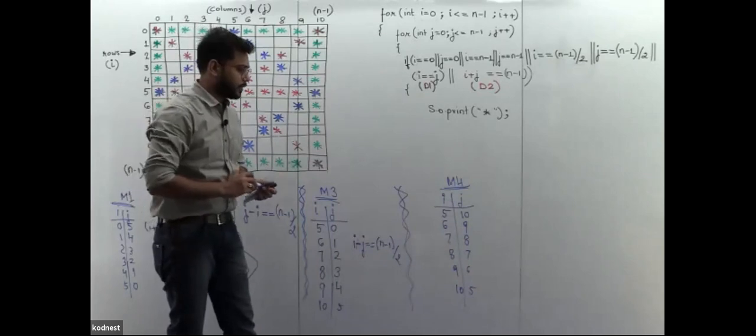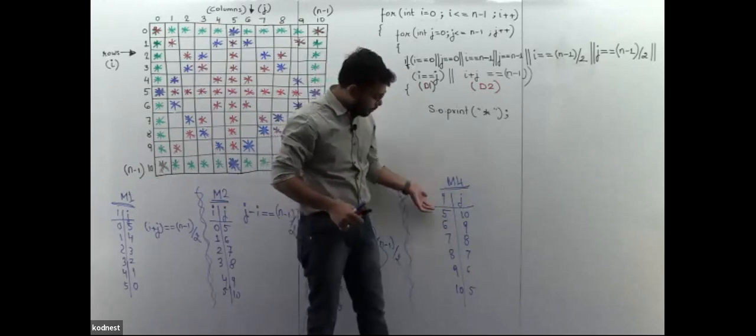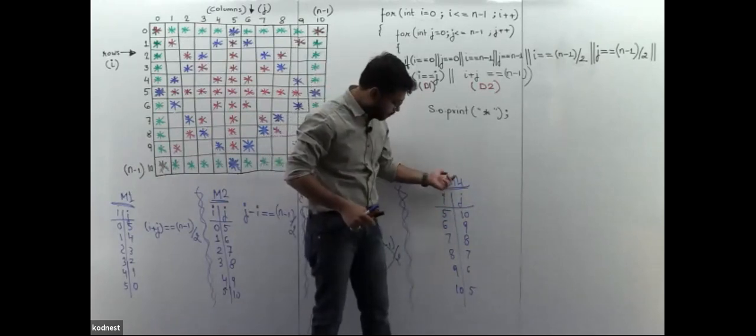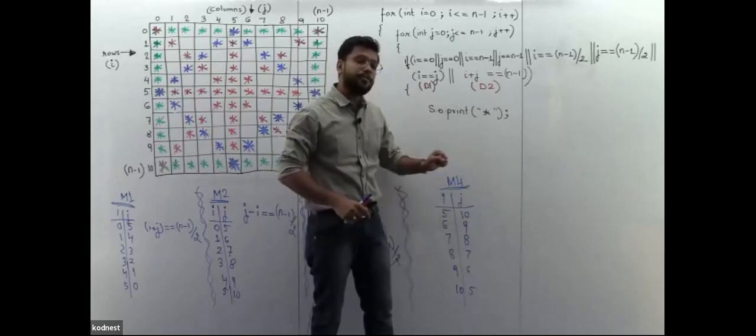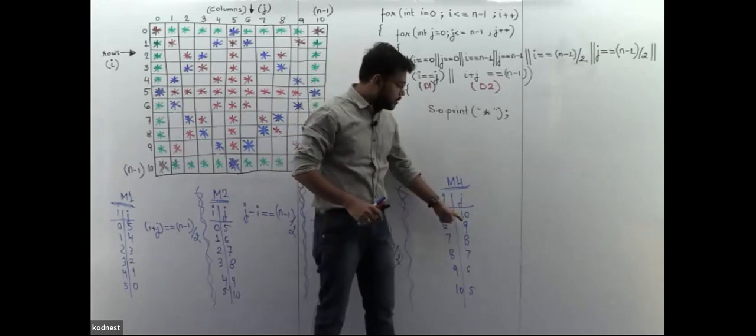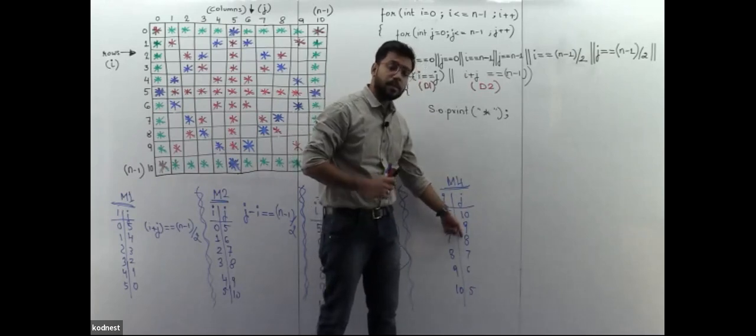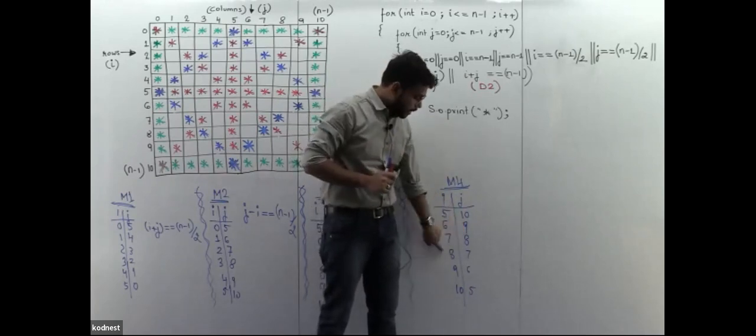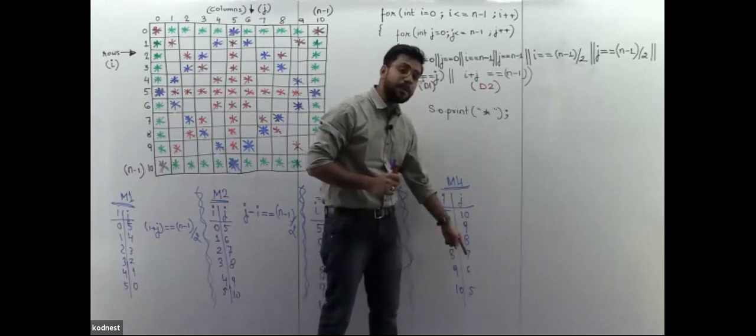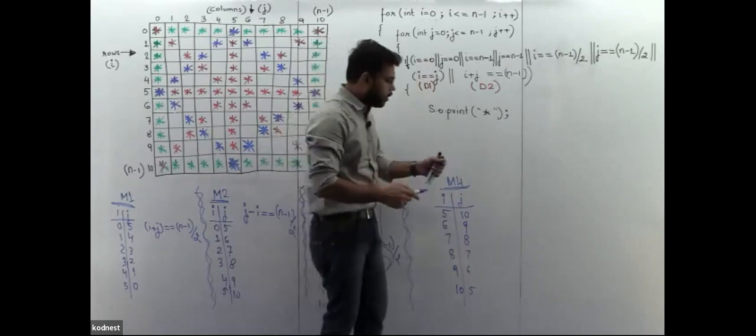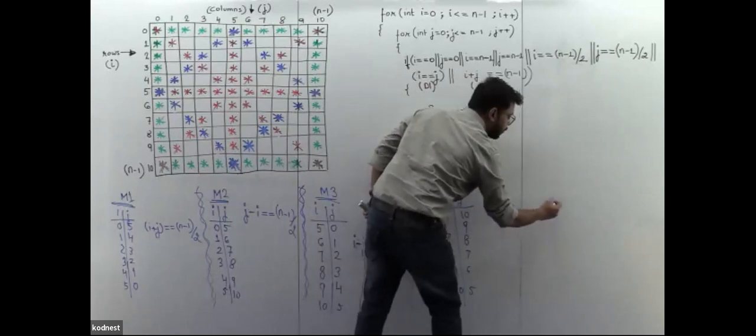Let us again check. If we first try subtraction, 5 minus 10, 6 minus 9, 7 minus 8. Subtraction will not work. Addition, 5 plus 10 is 15. 6 plus 9 is 15. 7 plus 8 is 15. 8 plus 7, 15. 9 plus 6, 15. 10 plus 5 is 15. So always I plus J is coming as 15.